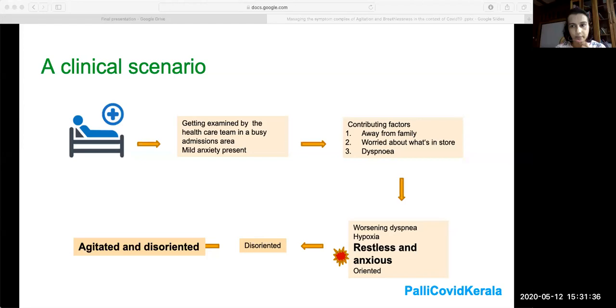Now, this is one point where we can intervene and help the patient. Later on, the patient continues to become anxious and restless and becomes more hypoxic, and then becomes disoriented and continues to be agitated and disoriented. So in this clinical scenario, there are two places where we can intervene and manage. Our algorithm is divided on these two: where the patient is agitated and restless but oriented, and where disoriented.